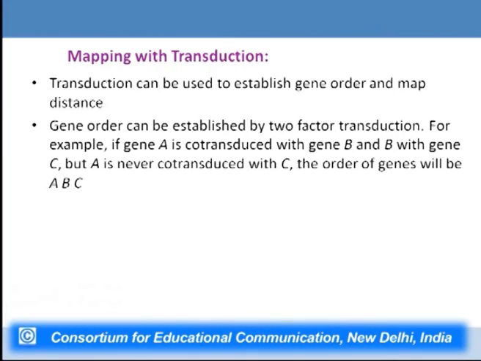Transduction can be used to establish gene order and map distance very effectively. Gene order can be established by two-factor transduction. For example, if gene A is co-transduced with gene B and B with gene C, but A is never co-transduced with C, then the order of genes will be ABC.